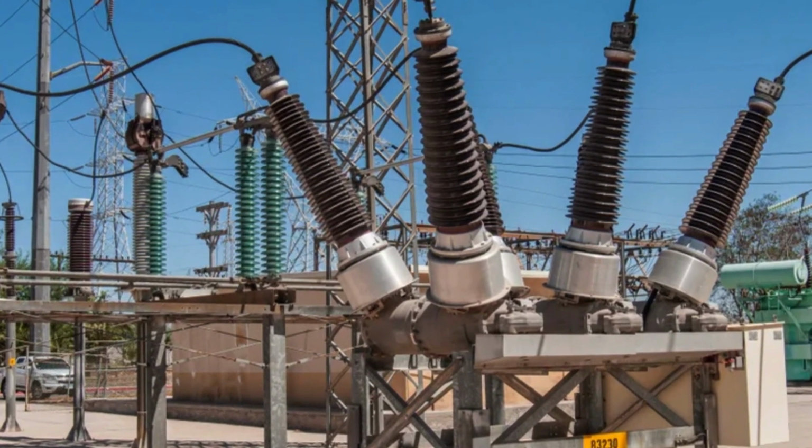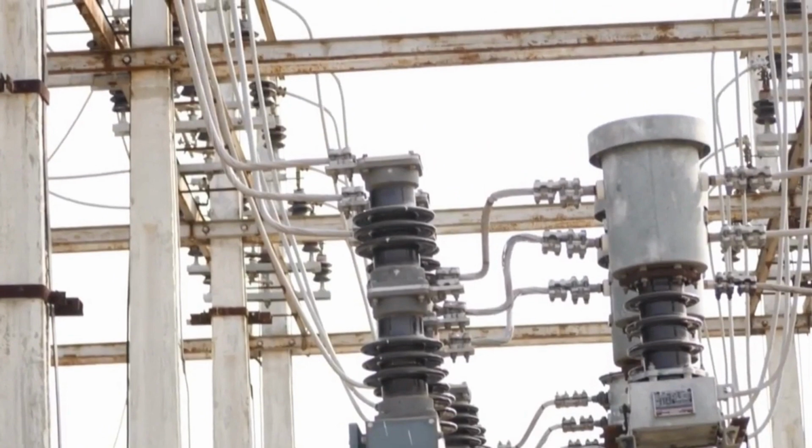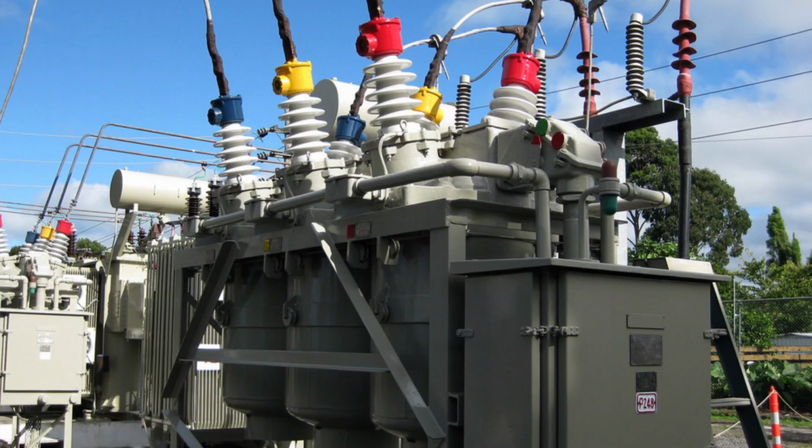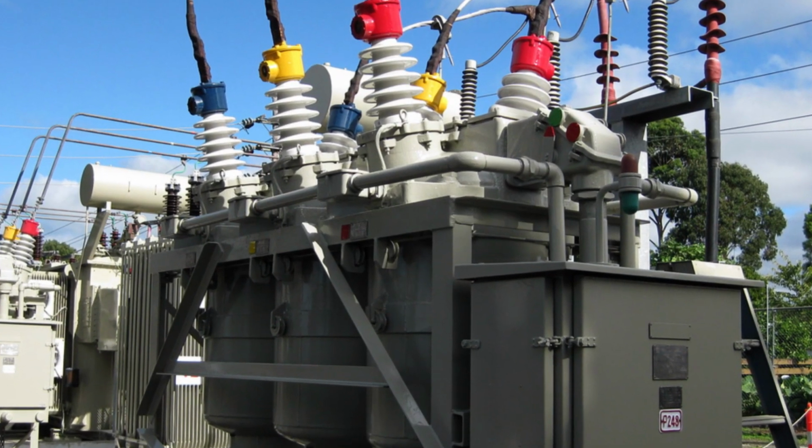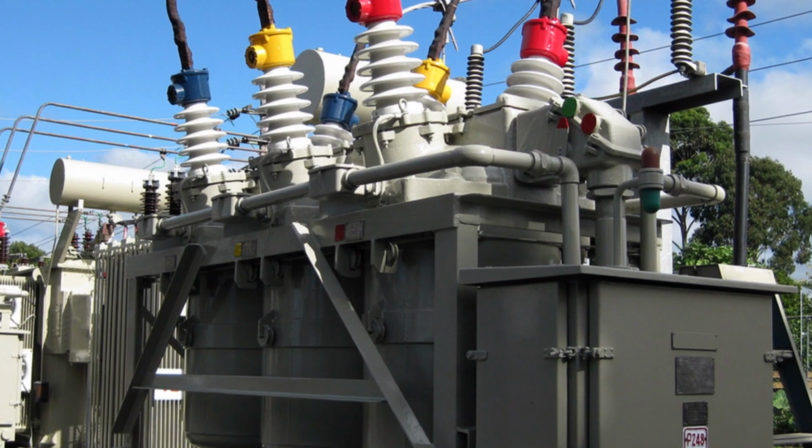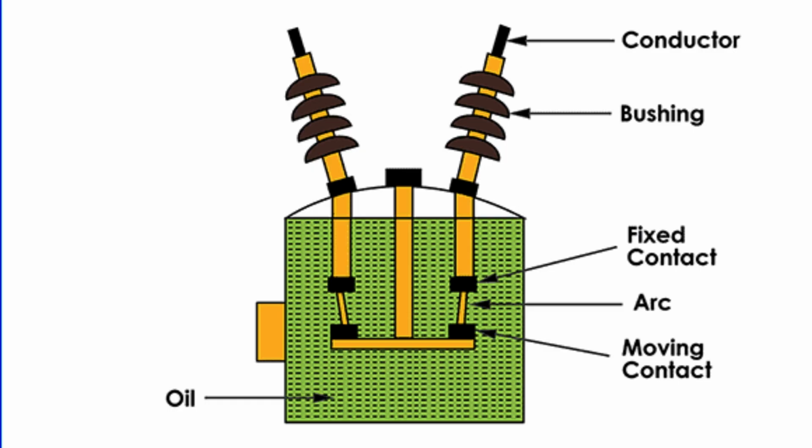Circuit breakers can be classified based on the medium used for arc extinction. Oil circuit breakers use mineral oil to quench the arc. The heat of the arc decomposes the oil into hydrogen gas, creating a high-pressure environment that aids in arc extinction. However, they come with some disadvantages, such as the risk of fire and the need for periodic oil checking.